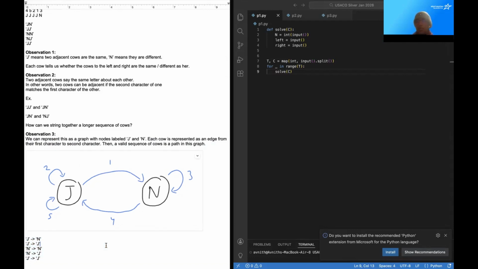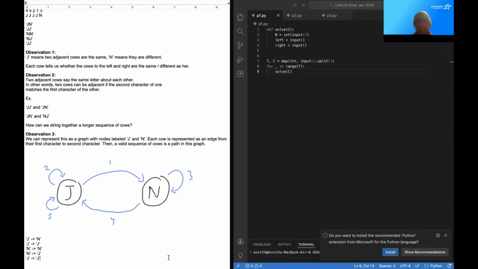The reason this helps us is because a valid sequence of cows can be represented as a path in this graph. For example, if we have a path crossing edge 1 and then edge 3, this is represented by cow 1 and cow 3. Cow 1 and cow 3 can be next to each other because the second character of cow 1, which is the endpoint N, is equal to the starting point of cow 3, which is the first character, N. So you can see that we can string together a longer sequence of cows. It would just be a longer path in this graph.